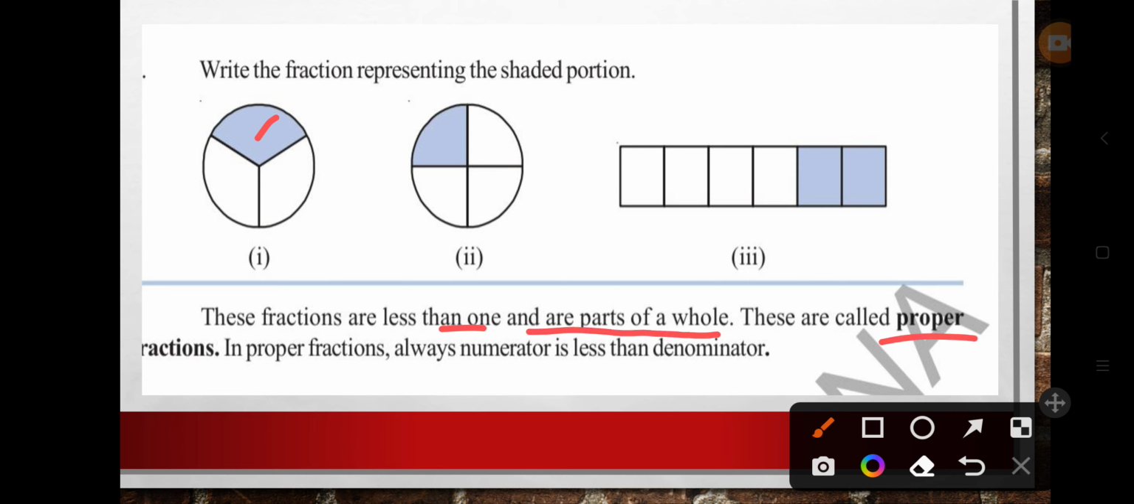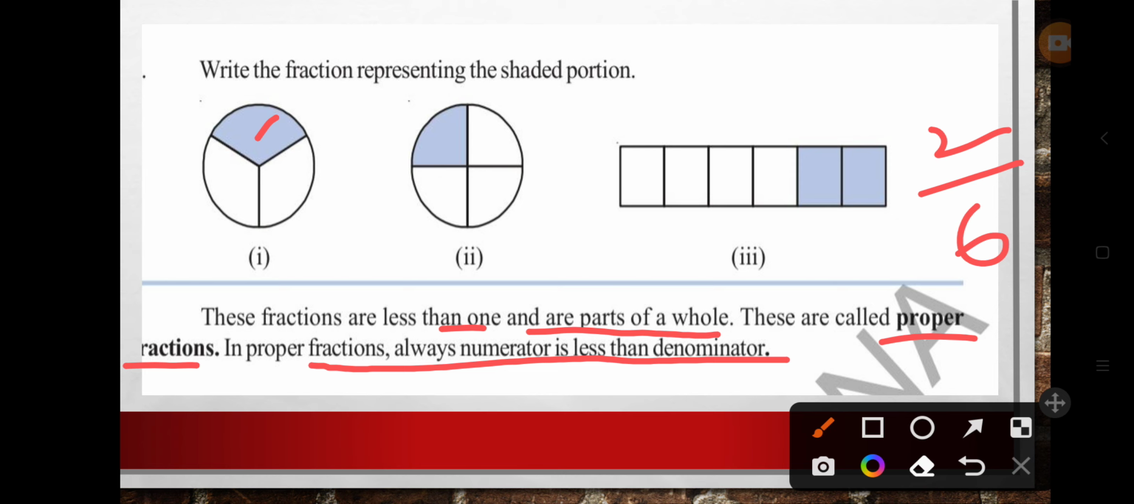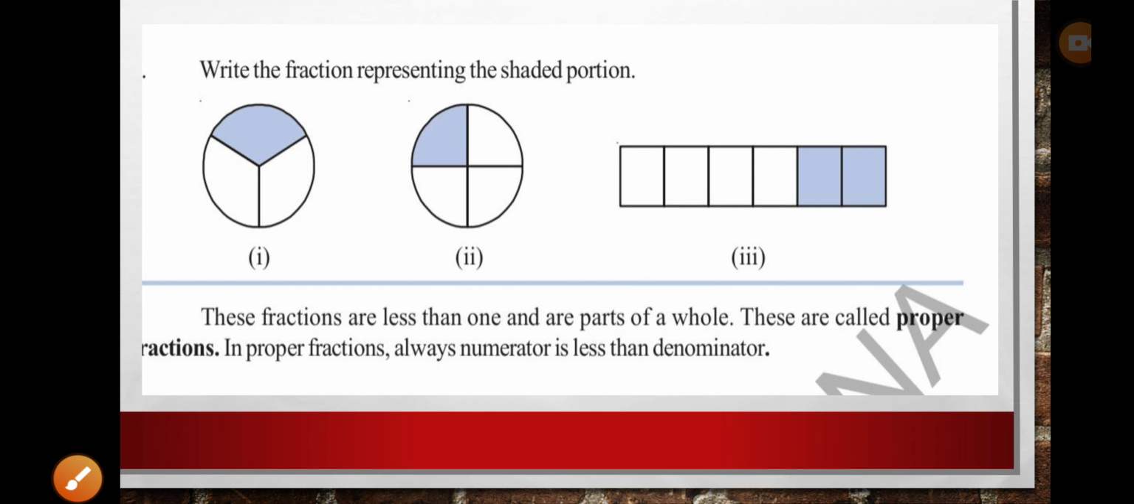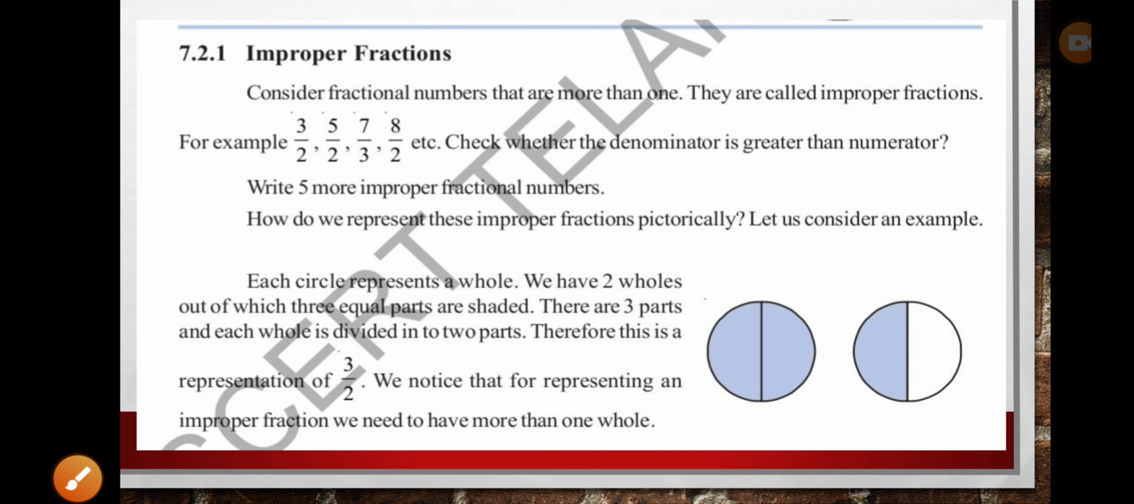These are called proper fractions. In a proper fraction, the numerator is always less than the denominator. Suppose this is 2/6, so this is the denominator, this is the numerator, so the numerator is less than the denominator. Here we write 1/4. So 4 is the denominator and 1 is the numerator, so the numerator is less than the denominator. So the fractions in which the numerator is less than the denominator we call proper fractions.